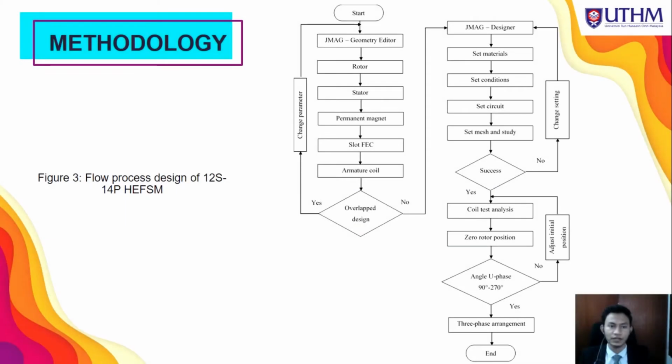Figure 3 shows the flow process design of the 12 slot 14 pole HFSM. Basically this is from phase 1, where we use the geometry editor to design the rotor, stator, permanent magnet, FEC and also the armature. From the design, if there is an overlap, we need to change the parameter. If not, we proceed to the geometry designer to set the materials, conditions, set circuit, set mesh and study.